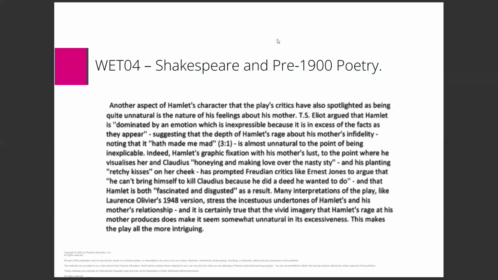So this candidate is handling the material very well. They're dealing with an aspect of character, they're bringing in critical reference, they're supporting it with textual example, and they're remembering to bring it back to the key terms of their question, therefore keeping it relevant to the task set. And they go further, they develop their evaluation.